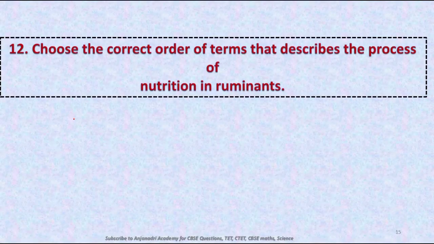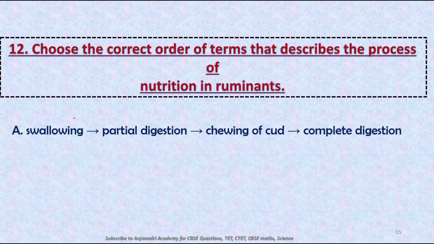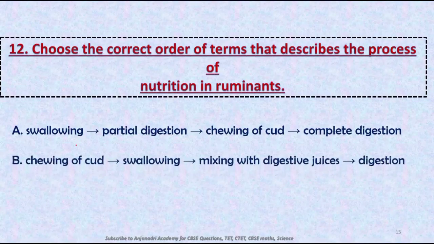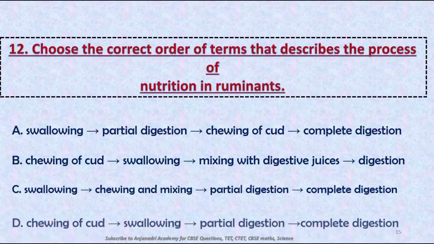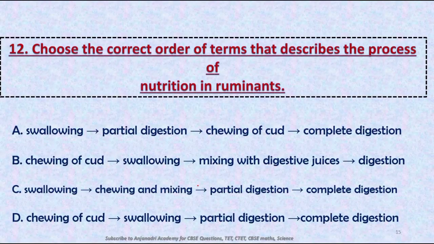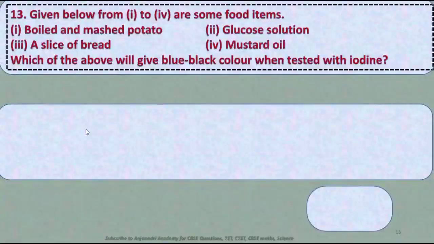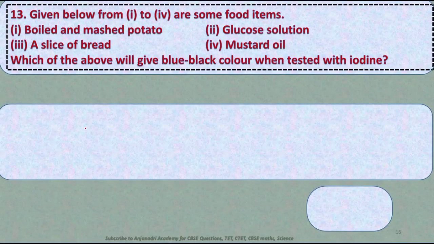Correct order of terms that describes the process of nutrition in ruminants. In the ruminants, what happens? First, they swallow the grass and store it in the rumen where it is partially digested. Then it is stored as curd and it comes back to the mouth, which is known as rumination, and after that it goes to the small intestine, then to the large intestine where complete digestion happens. By looking into these options, option A looks like the correct one. Option A: swallowing, partial digestion, chewing of curd and complete digestion. Therefore the correct answer is option A. Let us move to the next question.